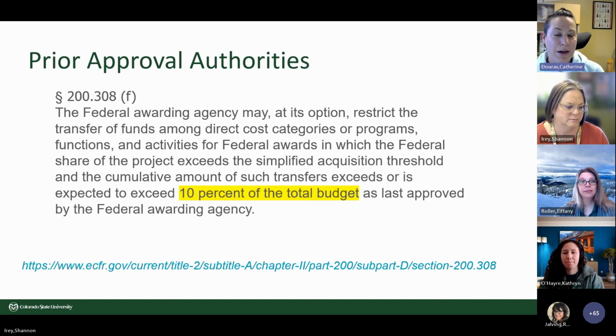And I always ask about scope of work at this point. Even if we're moving less than 10%, if it's going to be a scope change, we still have to ask for that approval. So always, always, always be looking at scope. And Connie, that's total budget.